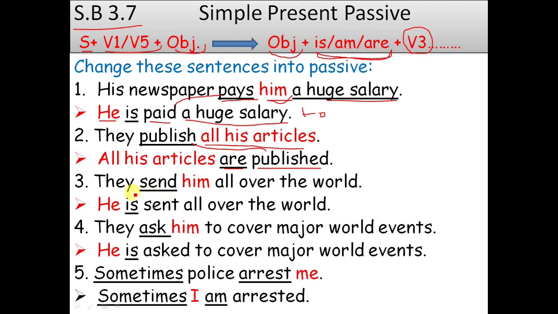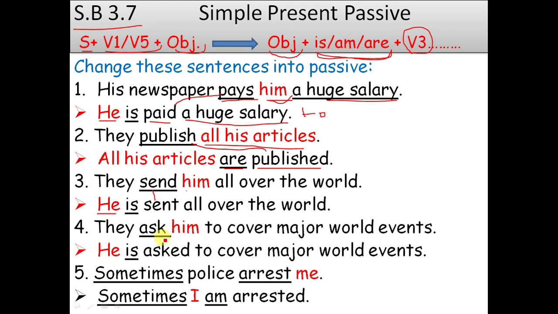Similarly, they send him all over the world. This is present tense, therefore we are using is, am, are plus V3. So first the object him, so bring it into the position of subject. He, this is present, therefore is, he is. Now V3 sent, he is sent all over the world.